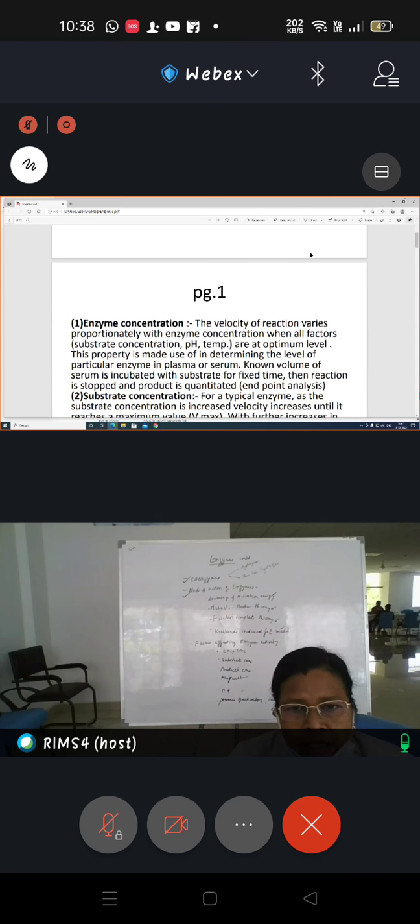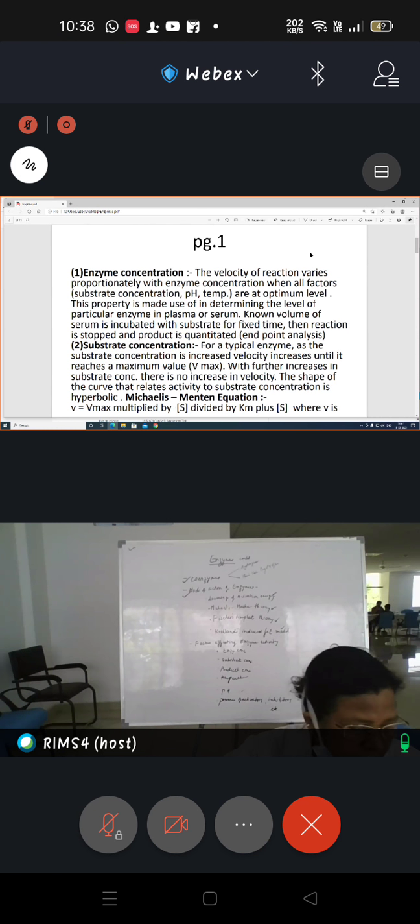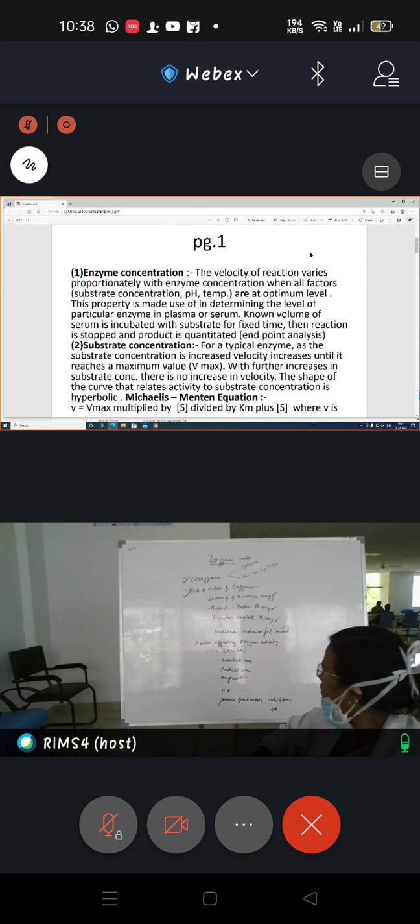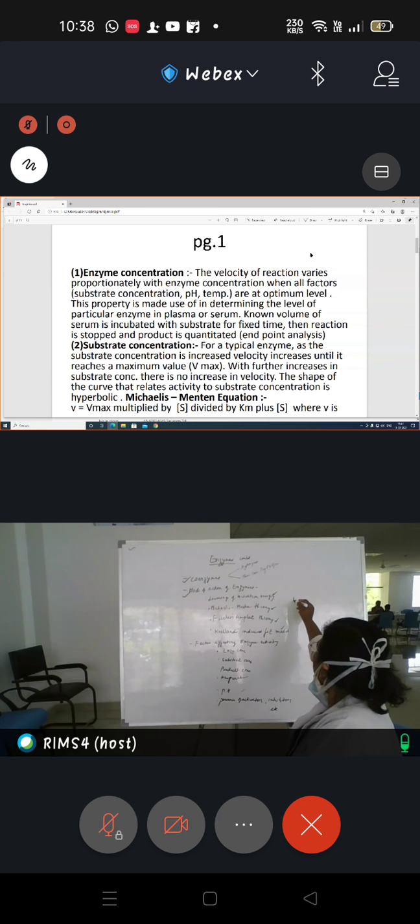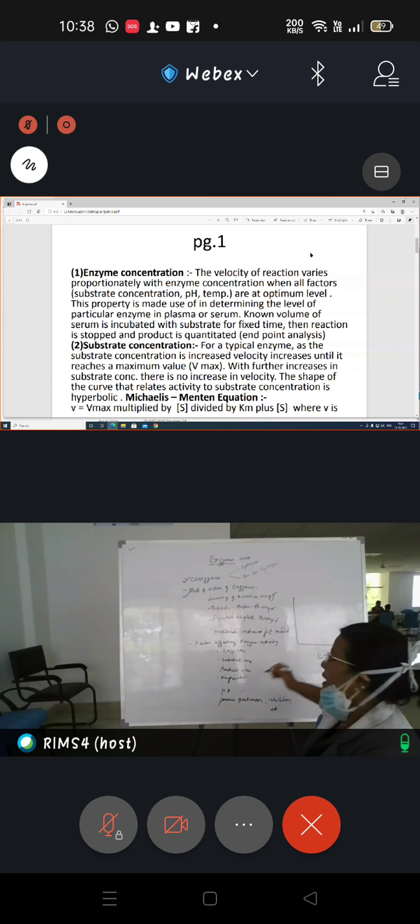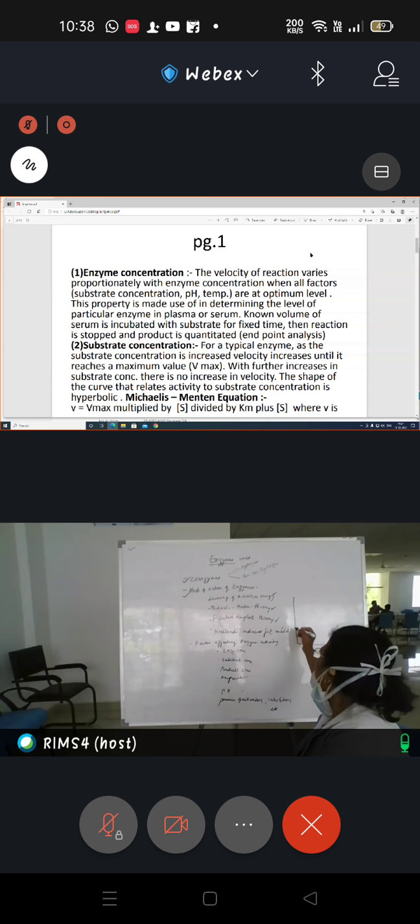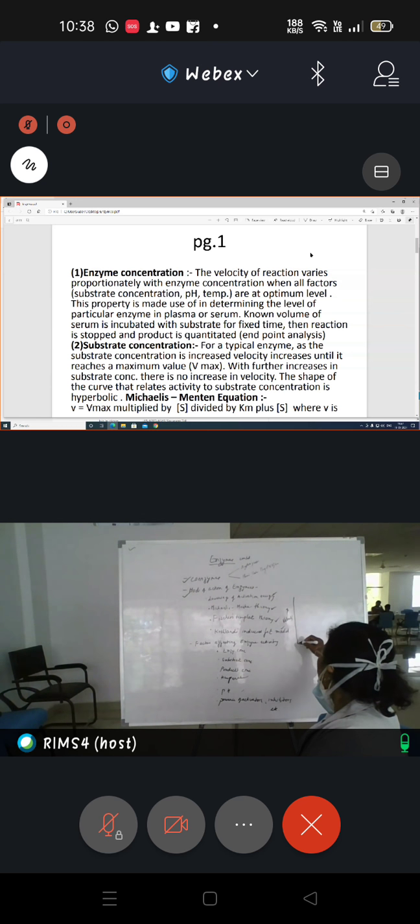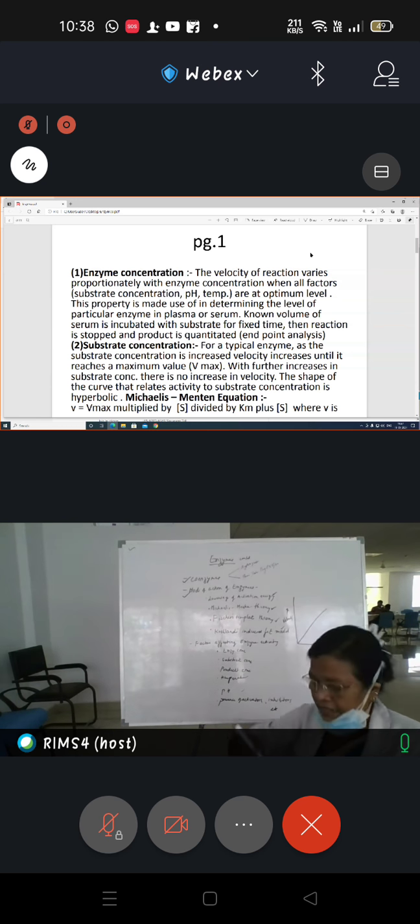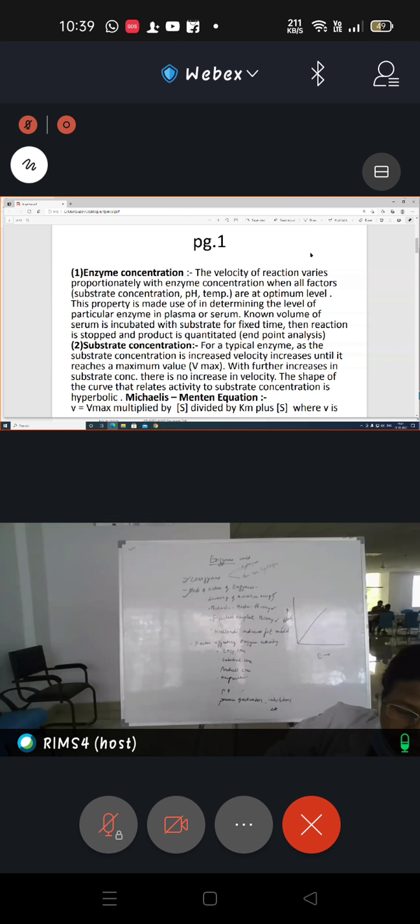So coming to the enzyme concentration. Suppose a graph plotting enzyme concentration against the velocity or the rate of reaction. Then the graph is a straight line.